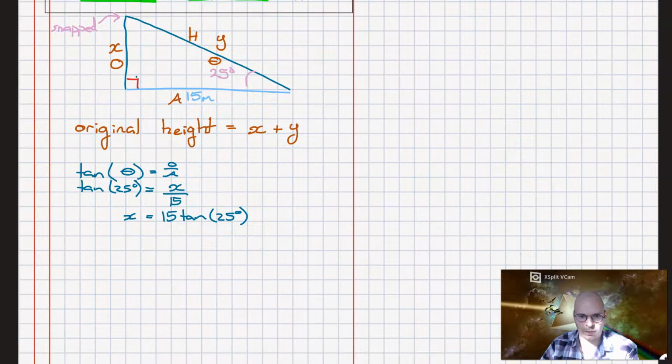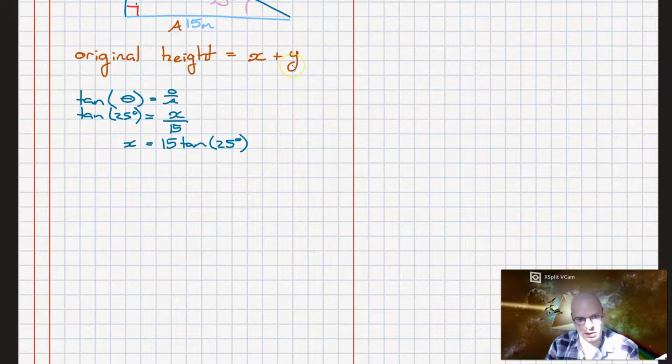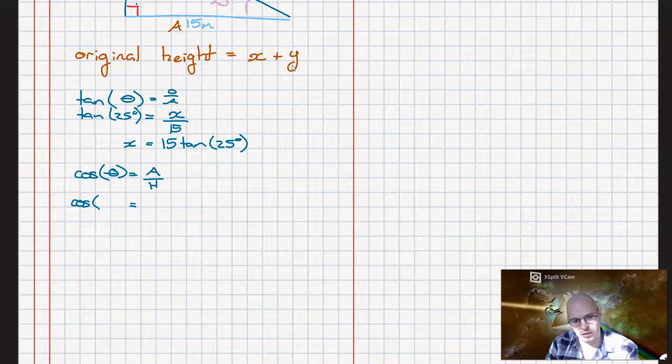Now the next one is we're solving for y. So y is going to be the hypotenuse, with the adjacent. So we're going to go cosine theta is equal to the adjacent over the hypotenuse. Subbing in the values, we get cosine of 25 degrees equals 15 over the unknown h, which in our case we called y.